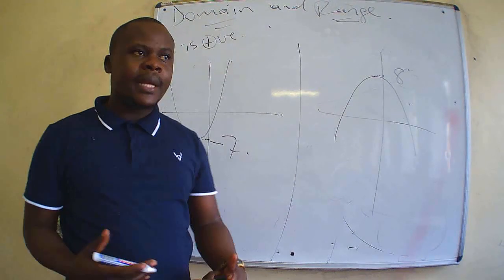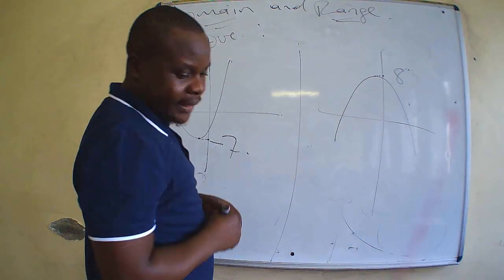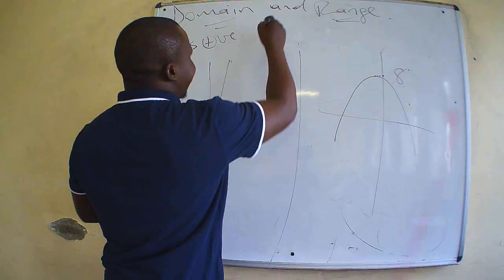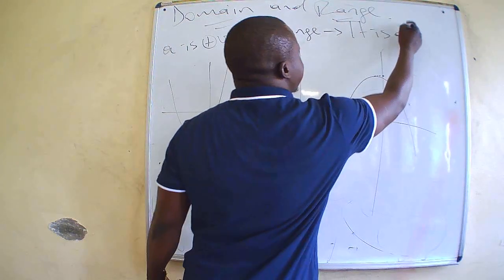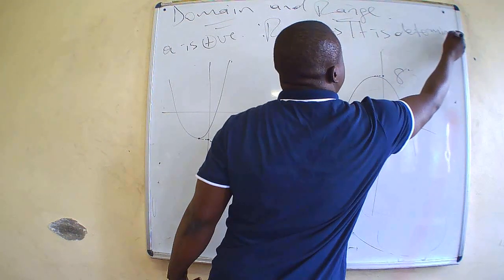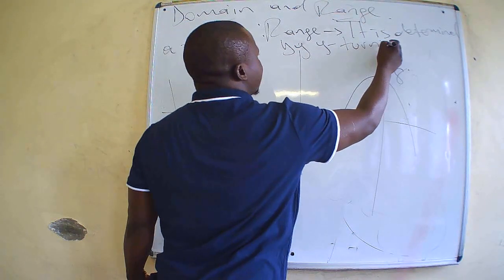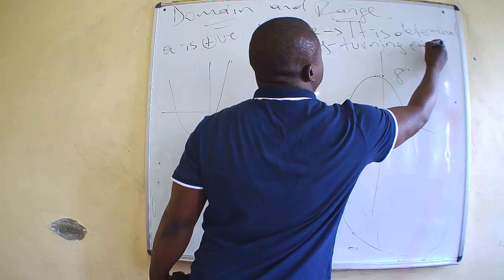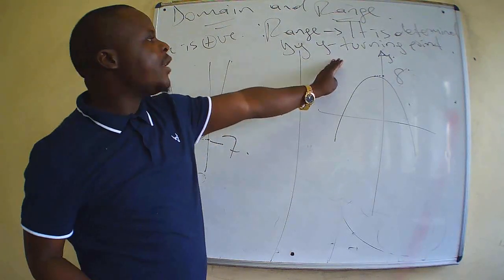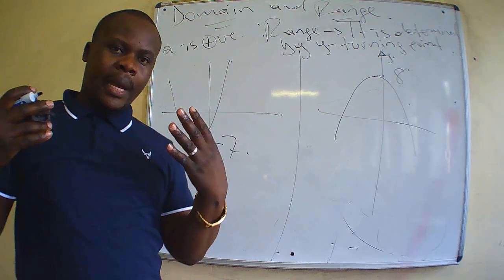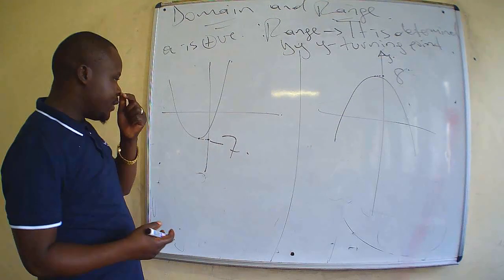We are concentrating on that because of one and only reason, that when we are trying to get what is called the range, understand this statement, it is determined by the y value of the turning point. So it is determined by the y value of the turning point all the time. Our range of a parabola is determined by the y value of the turning point.